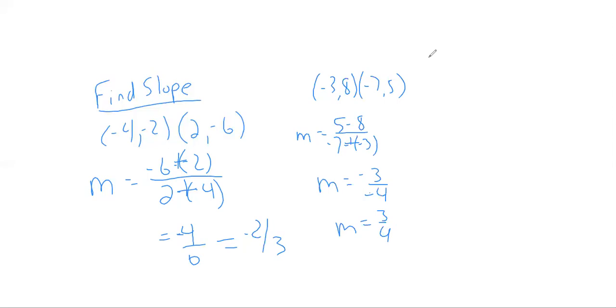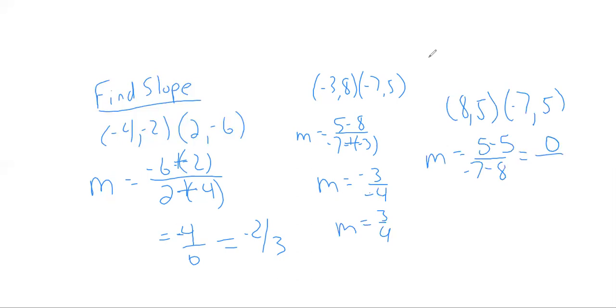Now we're going to do 8/5 and -7/5. So the slope is 5 minus 5 over -7 minus 8, which gives me 0 over -15. Well, if 0 is on top, the answer is 0. So we have 0 slope.